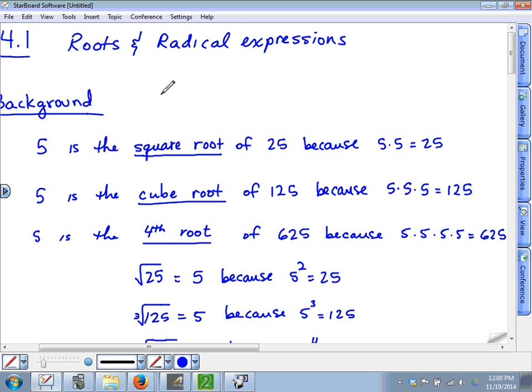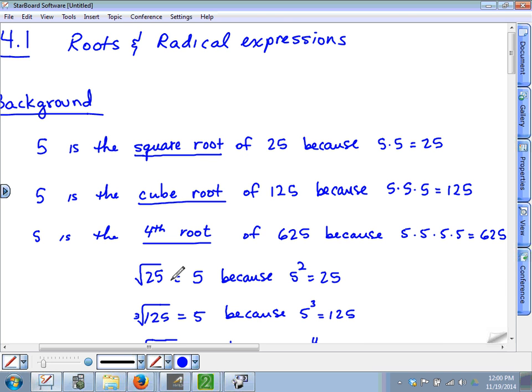But is there a way to do like the cube root on the calculator? Yes, I'll talk about that in just a second. That's an excellent question. You see what happens when you put your book away? You have all these good questions.